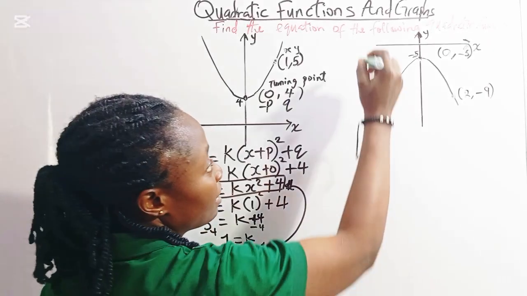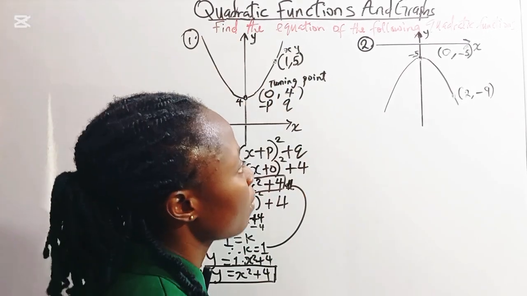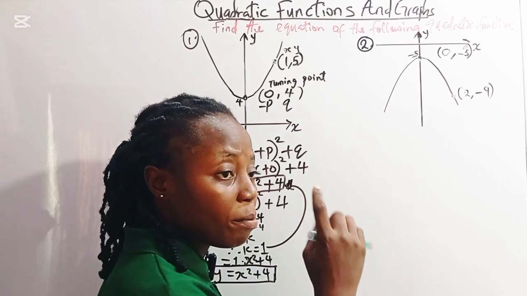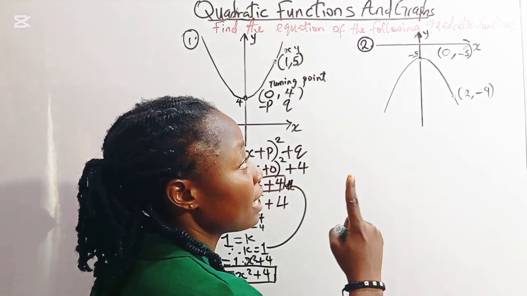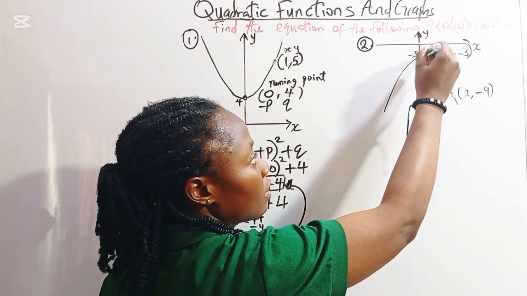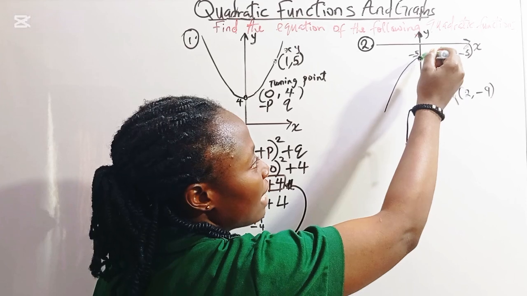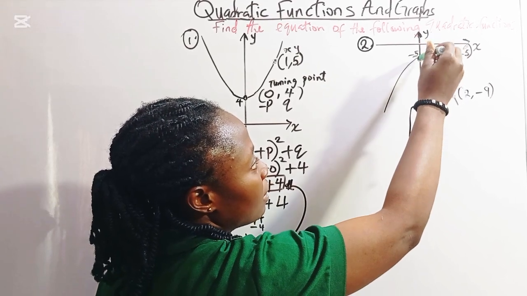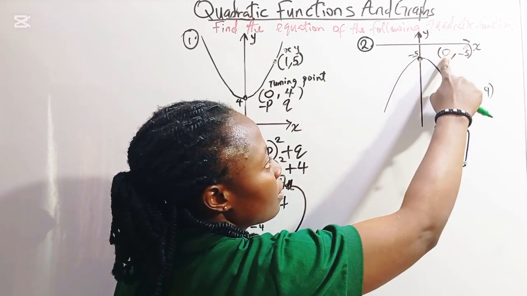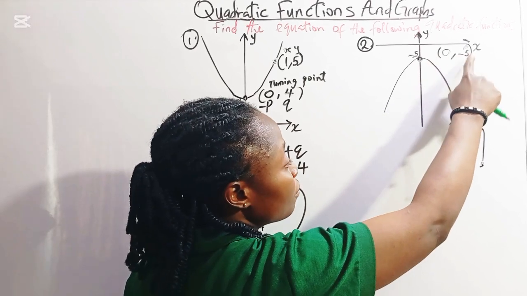Now let's look at the second diagram, question 2. Good. So for question 2, remember the first step is to find your turning point. And here, this is our turning point. So what is the value of x and y at this point? At this point, x is 0 and our y is negative 5.